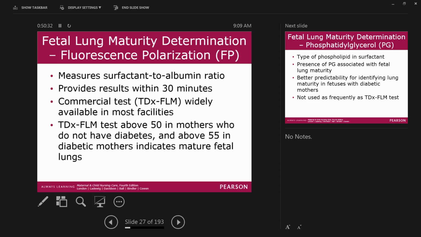Okay, so this fluorescent polarization test, I am not at all familiar with. It's a measurement of the ratio of surfactant and albumin. This is a quick one, depending on if your hospital does it. And then if your results are above 50, then you probably have lung maturity, okay?